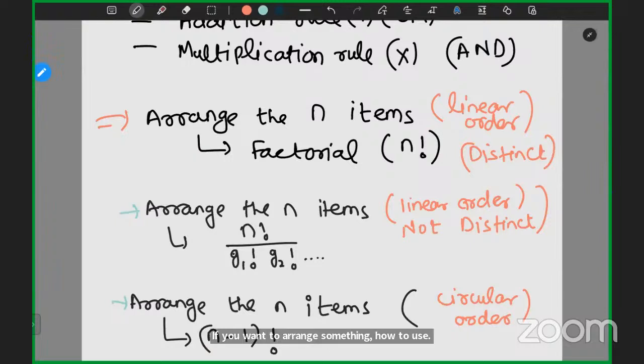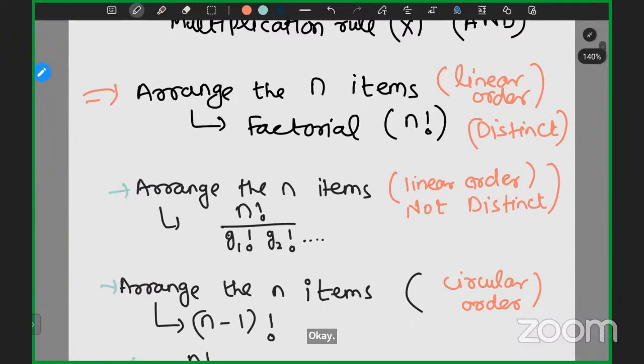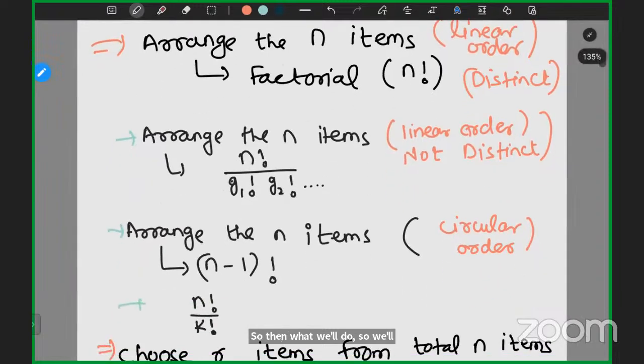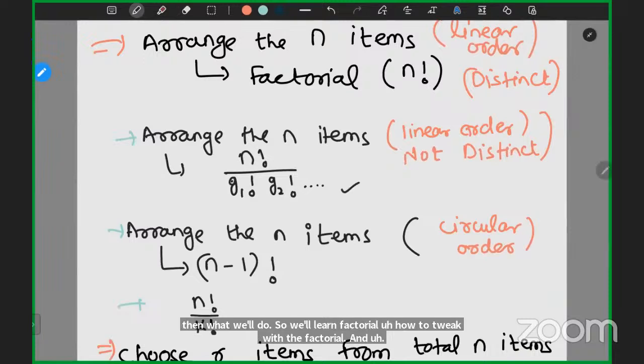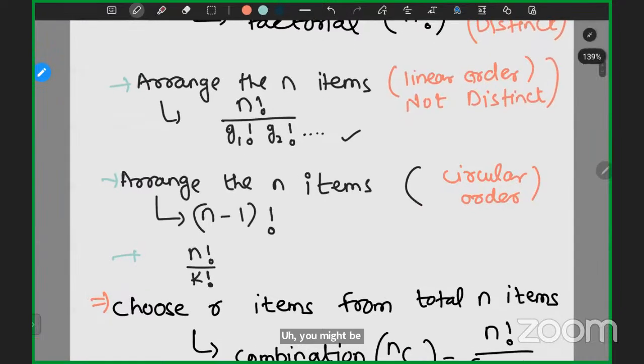Then we'll see how to arrange items, but now they are not distinct. Let's say books are there, but the same book: two history books, five chemistry books, four physics books. Now they are not different items, they are equal, the same thing. So what will you do? We'll learn how to tweak the factorial, and you may get the idea that this kind of formula will come up. We'll see how to expand that and what it means.